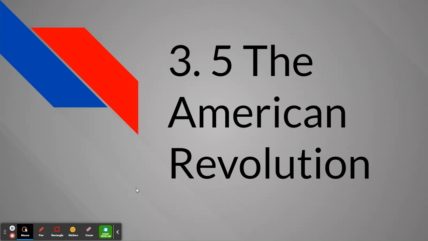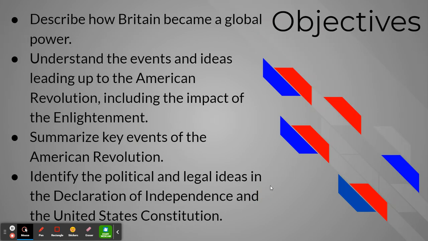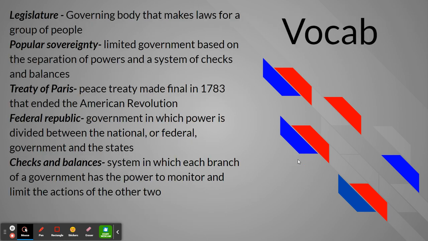So today's notes are going to be over the American Revolution in 3.5, and we're really going to use these notes to apply the things we used from 3.4 and examine how the Enlightenment was actually used to create a new government. So the objectives here, again, these are just really good review for you if you need to study for a test.